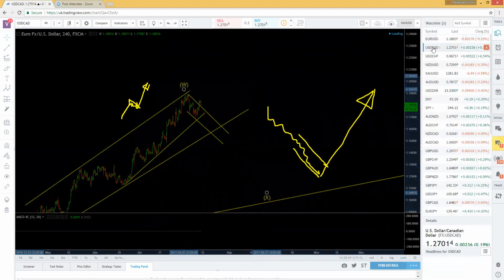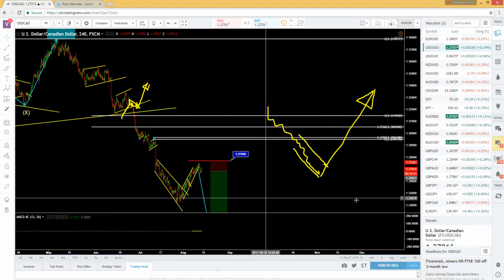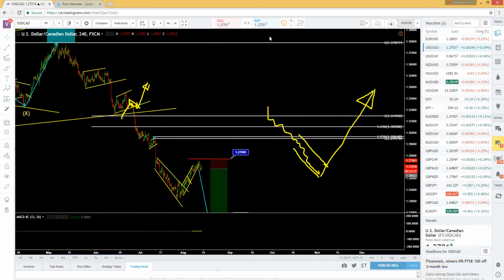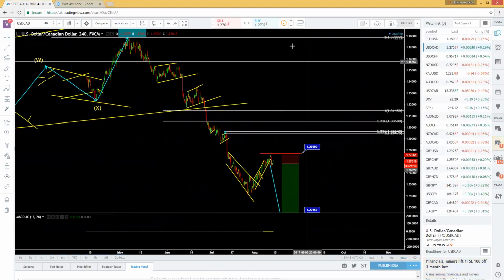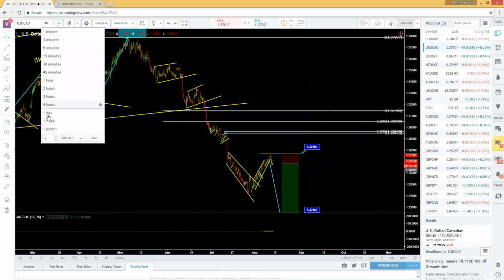US dollar CAD. I actually shorted this one last week. As you can see there, I've got this entry indicator there, indicating stop loss, targets and entry level. I'm just going to clear everything. All right, so US dollar CAD, I'm not going to repeat the way we're looking at this.